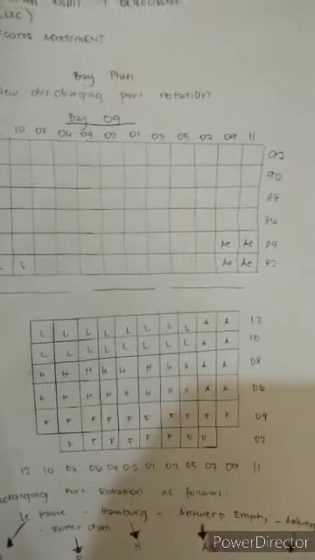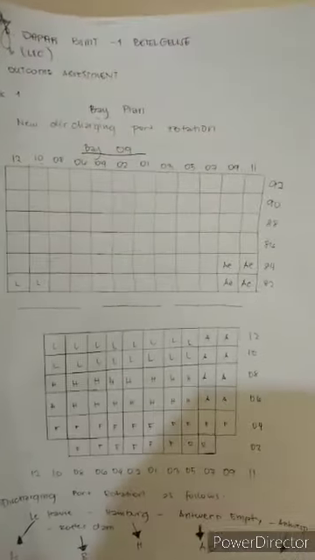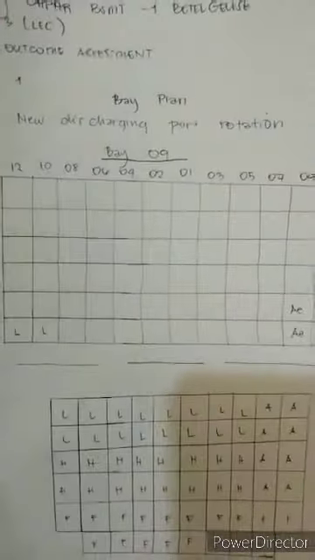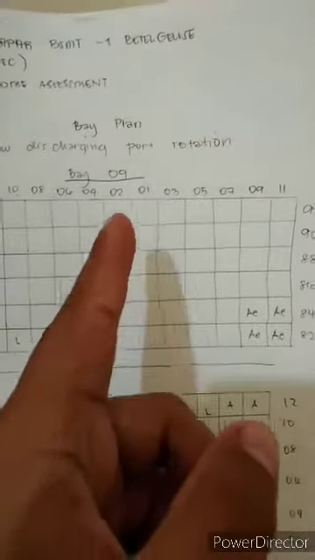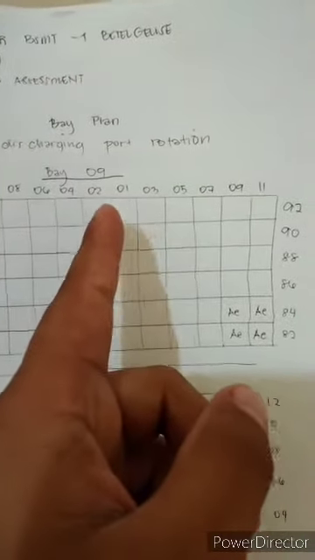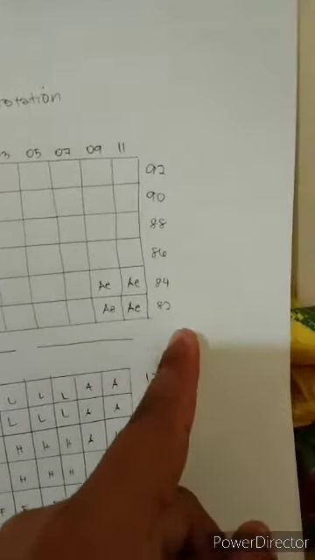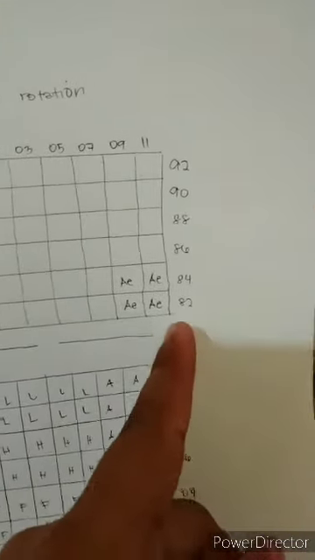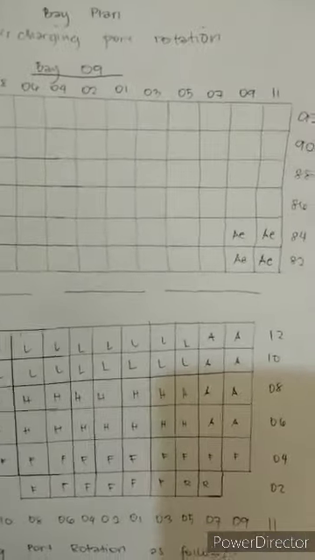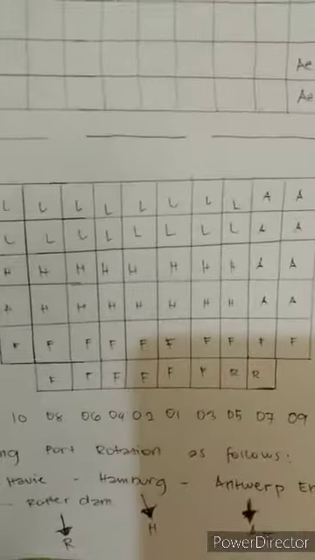Later, I'm going to show you. So this is my graph, sir, and in bay 9, we have the 12 with the column here, which is the 12, 10, 08 to 01, then it goes up to the 11. So we have here also the 82, the 80, then up to 92.